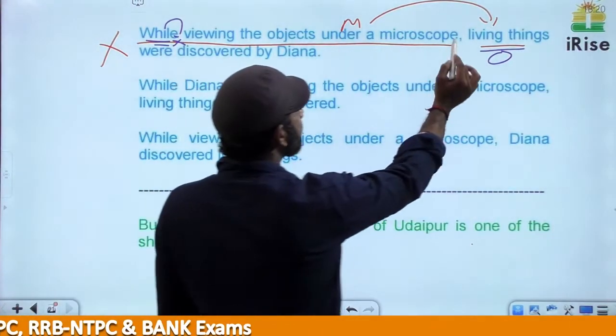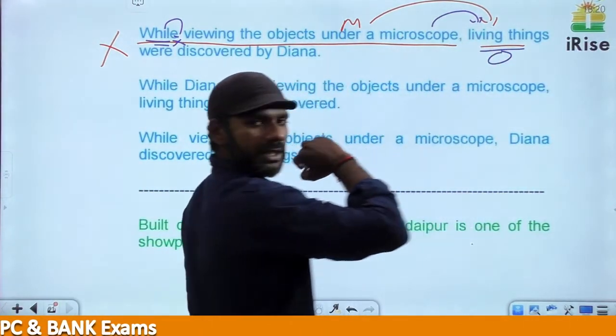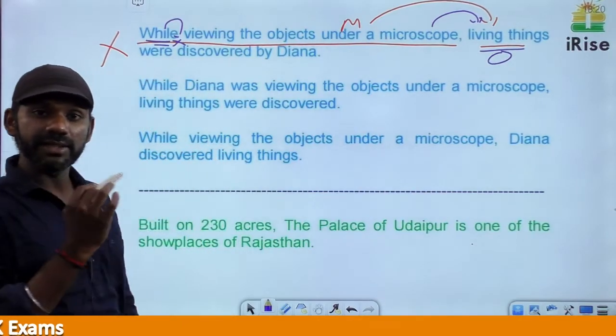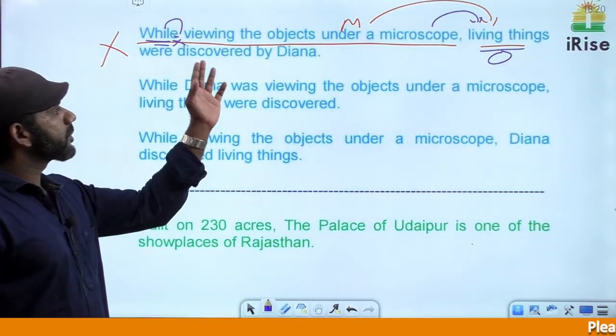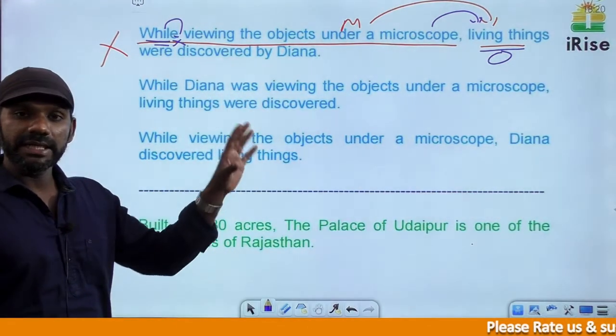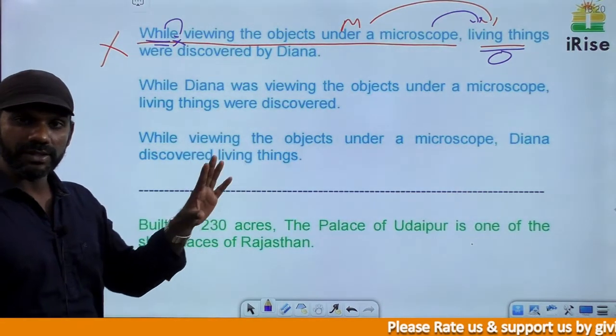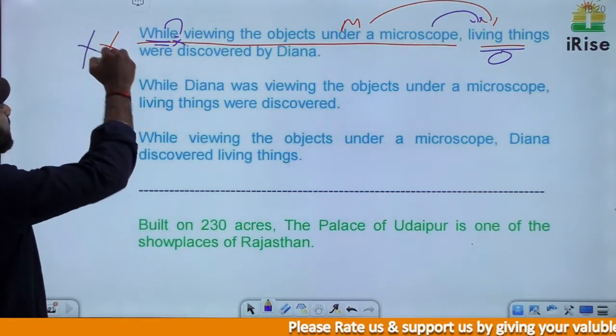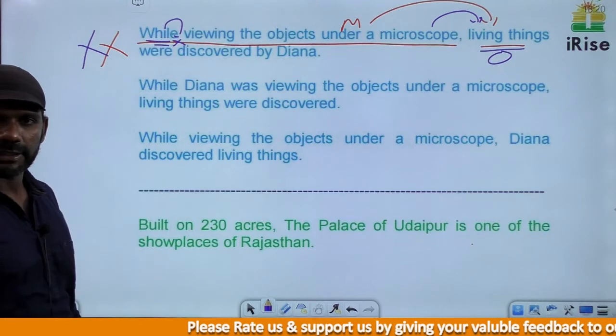Immediately after the clause containing while, do we have a subject? No. Living things is the object here. So immediately after while, no subject. Immediately after the clause containing while, also no subject. This sentence is grammatically wrong. Does not make sense. Eliminated.